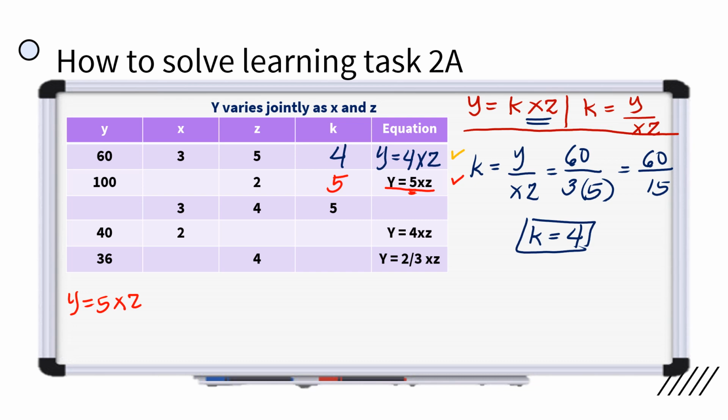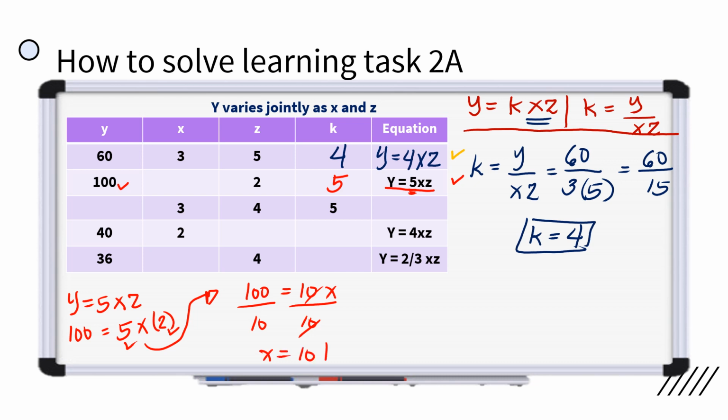So, to find our missing x, we simply substitute. Our y is 100. We have 5, and then the missing is x, and then the constant z ay 2. Let's multiply first 5 and 2. So we have here 100 equals 5 times 2 is 10x. So 5 times 2 is 10. Then to find x, divide both sides by 10. So that means 100 divided by 10, the value of x is 10.